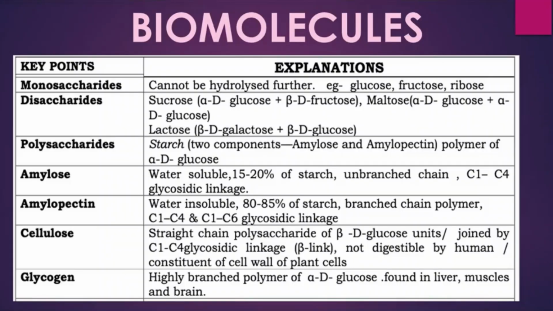Then we have disaccharides. Disaccharides upon hydrolysis give two monosaccharides. Examples are sucrose, maltose, lactose, etc. Then we have polysaccharides. Polysaccharides give many units of monosaccharides upon hydrolysis. Examples are starch, glycogen, etc. The difference between amylose and amylopectin, which are the two components of starch, is very, very important. Study the difference between them.